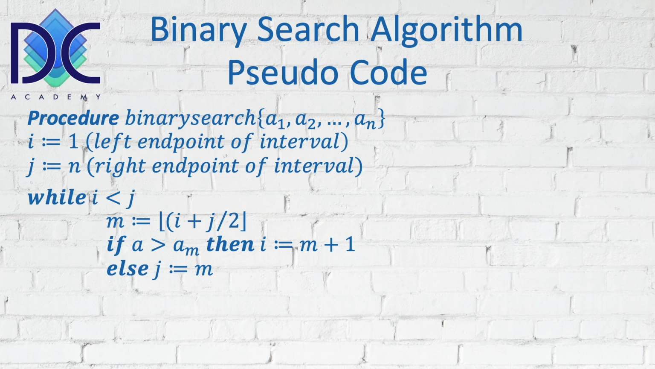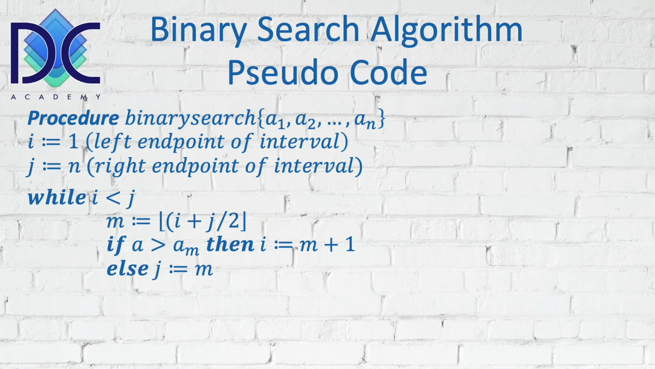Now if A is larger than A_M, then I set I to M plus 1. So basically this is a new definition of the left endpoint of the new interval. Else J is equal to M. It means that I have a new right endpoint of the interval.